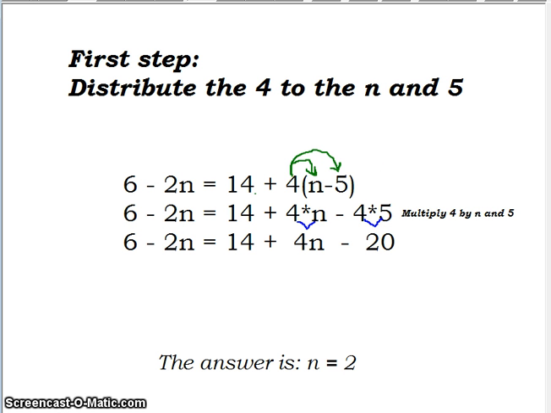The first step in solving this equation is distributing the 4 to the n and the 5. With the distributive property, we are using multiplication in order to combine those terms. We'll have 4 times n, which is 4n, and also we'll have 4 times 5, which is 20. My equation will now read 6 minus 2n is equal to 14 plus 4n minus 20.